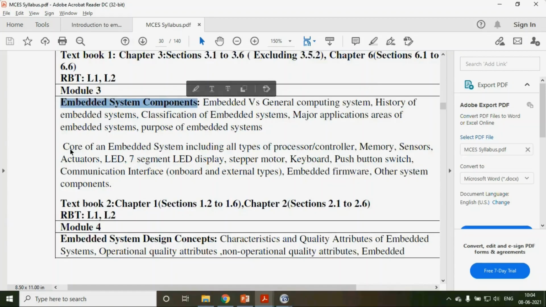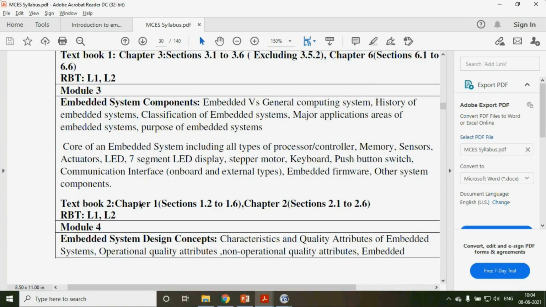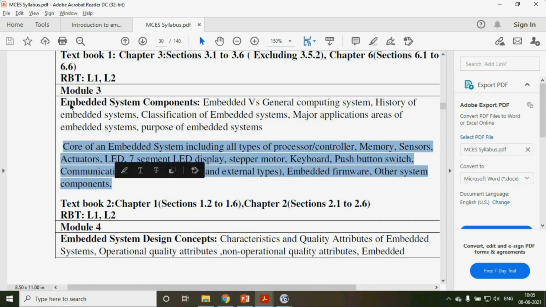Yeah, so this is the first chapter, embedded system components, and the second chapter is here. There's one line gap. For the first chapter, I will share the textbook, because the textbook is not available maybe in PDF format. I have that textbook. From that textbook, chapter 1, sections 1.2 to 1.6, is module 3 first chapter, and chapter 2, that is 2.1 to 2.6, is module 3 second chapter.